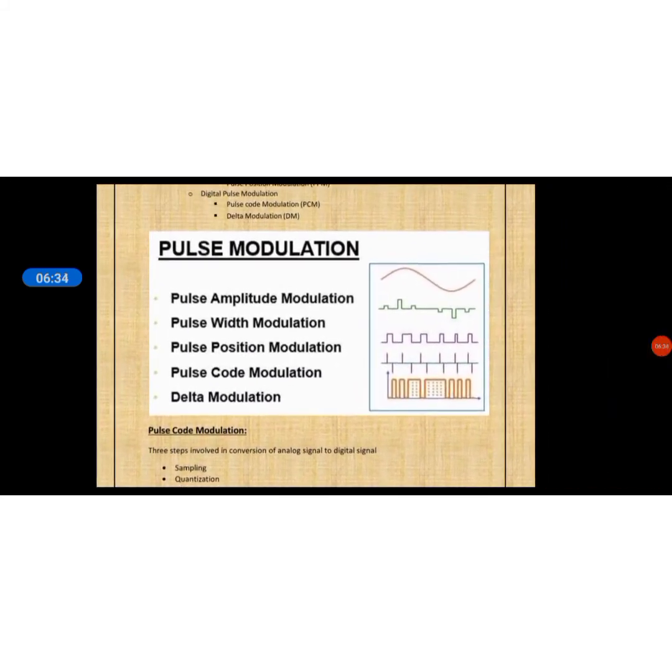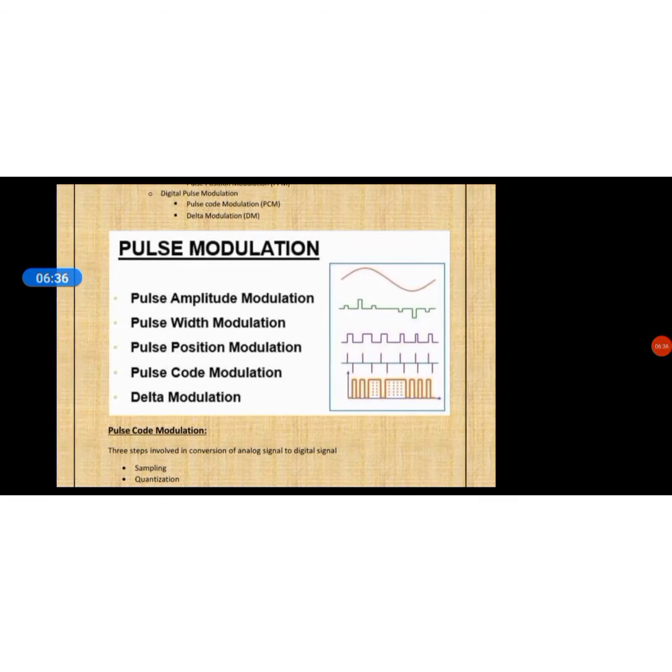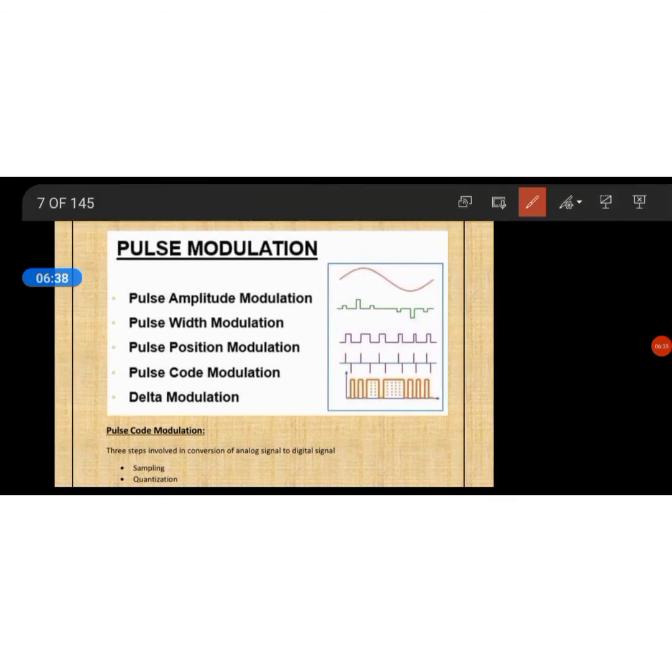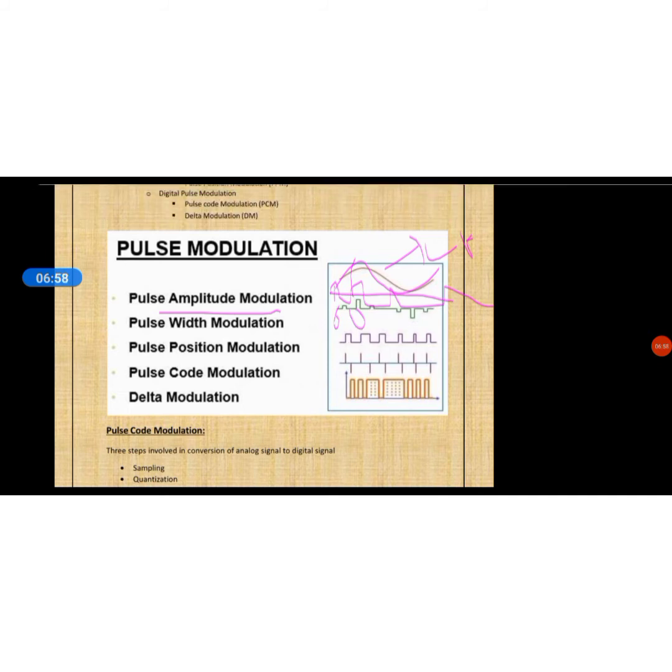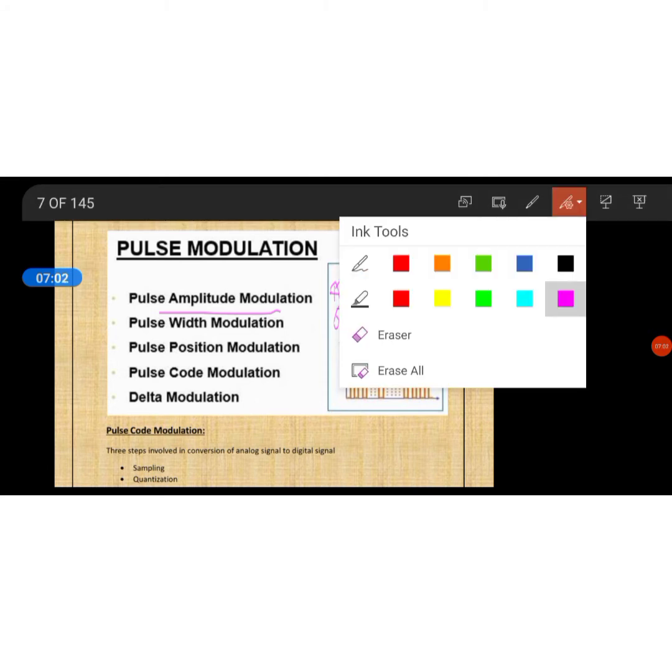So pulse modulation, here the representation is there. This is about the continuous time signal. This is about the message. This is a low frequency signal. And pulse amplitude modulation is nothing but, you consider here there is a constant pulse width. So pulse amplitude modulation means the amplitude of the pulses is varied with respect to the message signal.